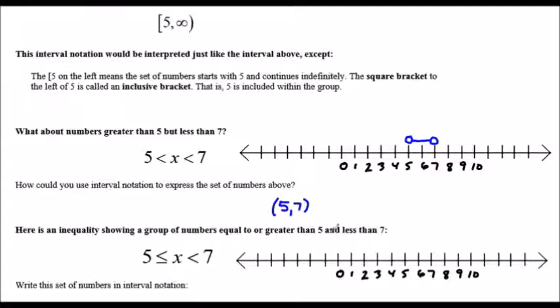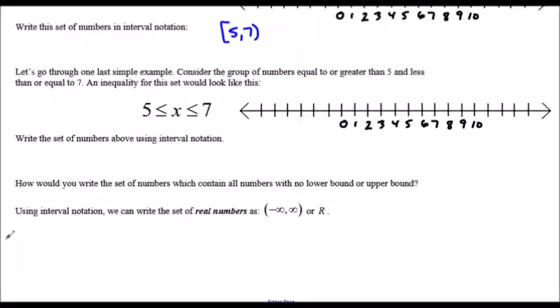All right. Now we've got 5 to 7 again. But this time 5's included. 7's not. Array. But we're going to write it this way. Square bracket on the 5, parenthesis on the 7. Okay. Finish up by looking at this last one. Do it on your own, then play the recording, please.